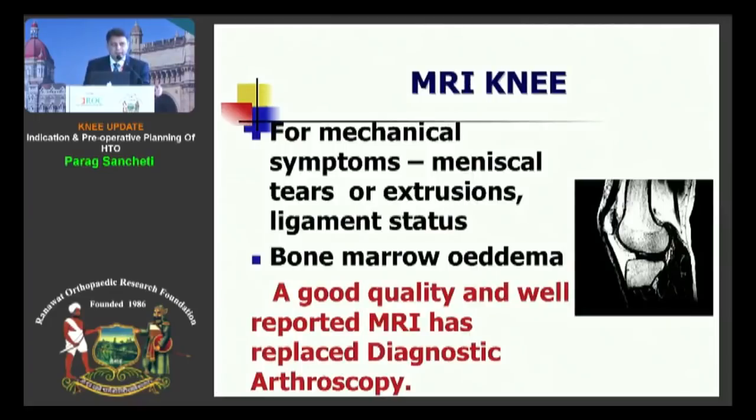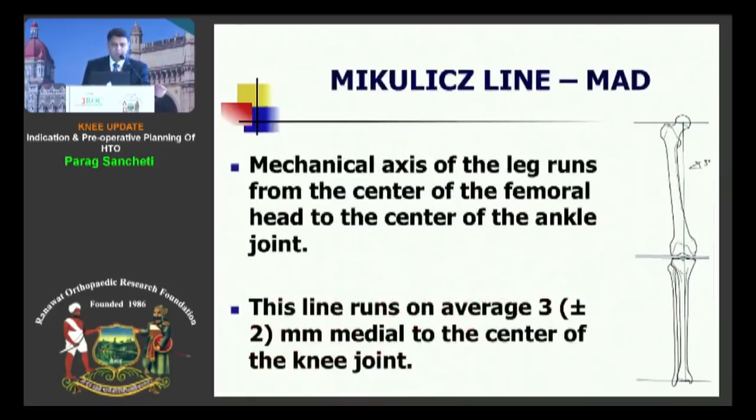And MRI is important, and MRI will definitely tell you whether there is any extrusion of the meniscus, if there is edema, and if there are mechanical symptoms, then you might have to scope the patient before doing an HTO. Otherwise, most of the times you can go ahead with the HTO without scoping it.